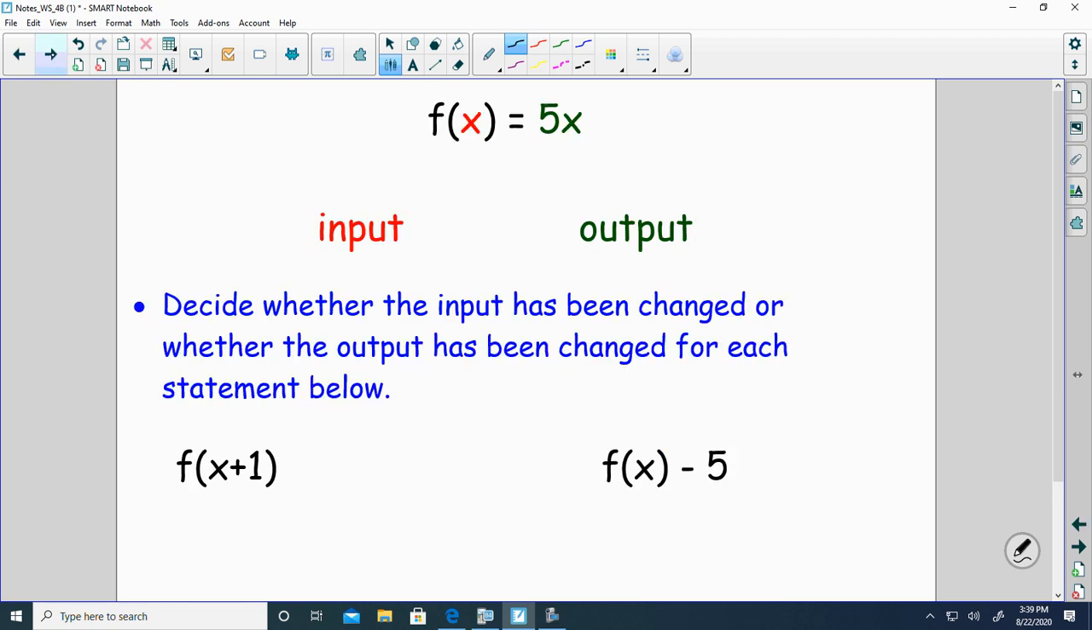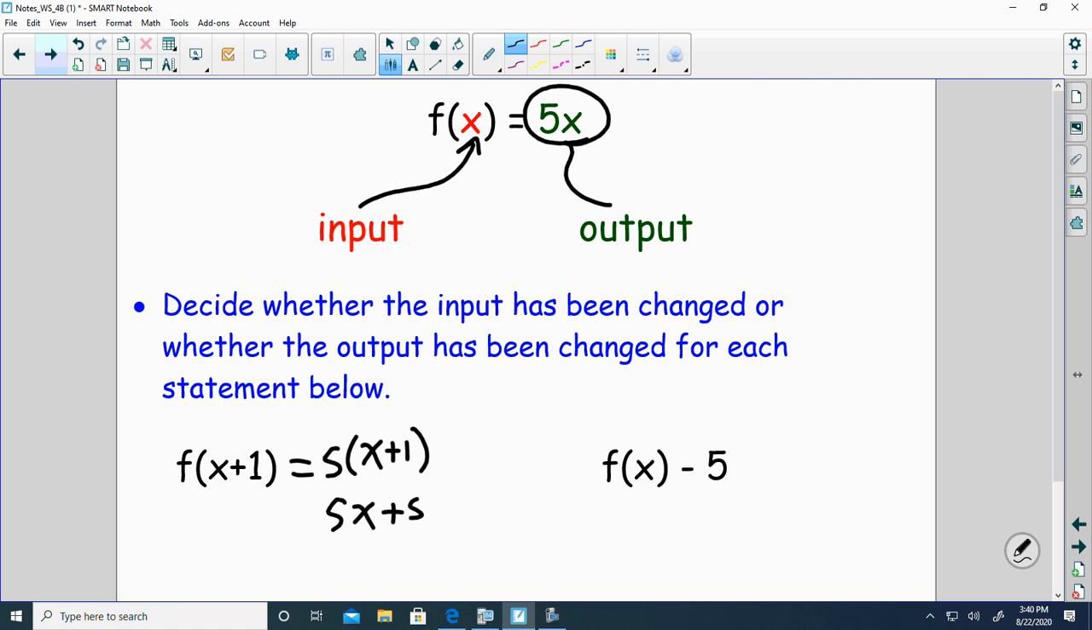Okay, so input is the x. This is the input. Output is what's taking place right here. That's what we get as a result when we plug something in. So our input on this one is x plus 1. If I plug that in, I get this. I replace the x with x plus 1. Again, distribute over the parentheses. Wind up with that. So there's my output. My input was x plus 1. My output was 5x plus 5.